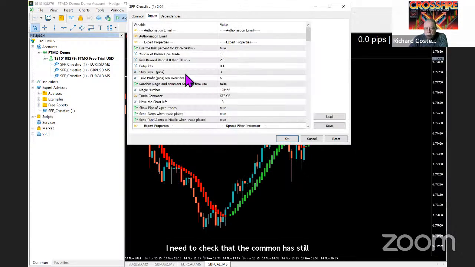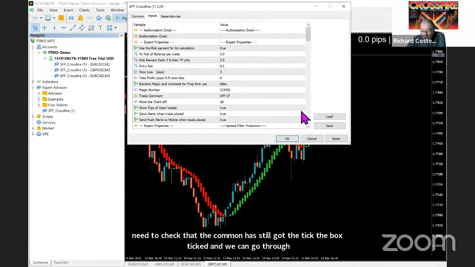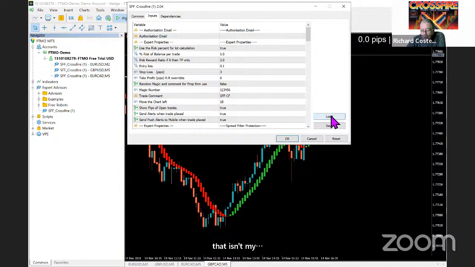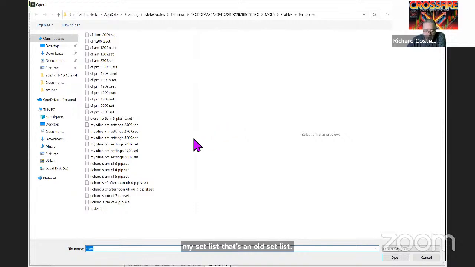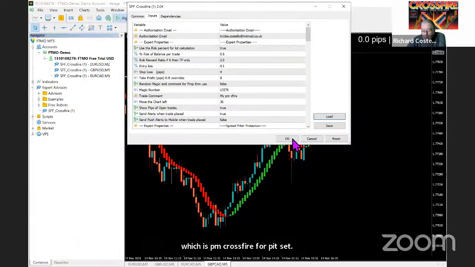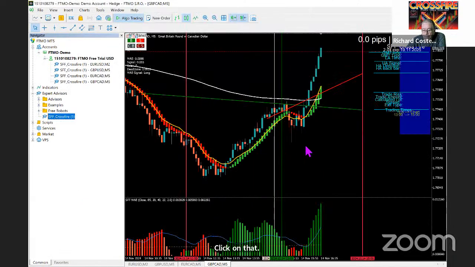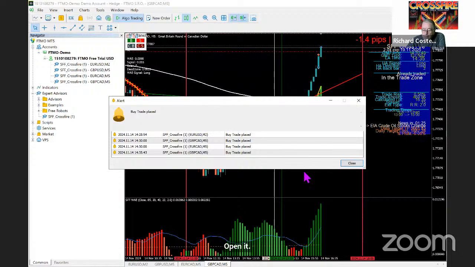I need to go to, that isn't my set list, that's an old set list. I need to load my current set list. I'm on GBP CAD, so I'm on a 4 pip, Richard's PM Crossfire 4 pip set. Click on that, open it, okay, and it will now get me in. It's literally just got me in. GBP CAD.